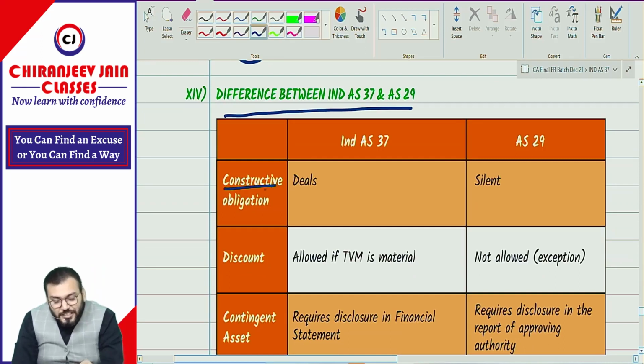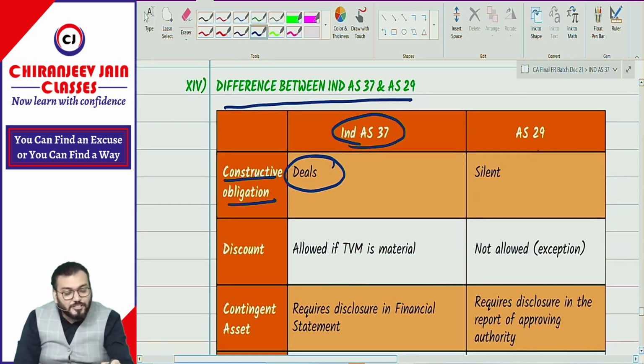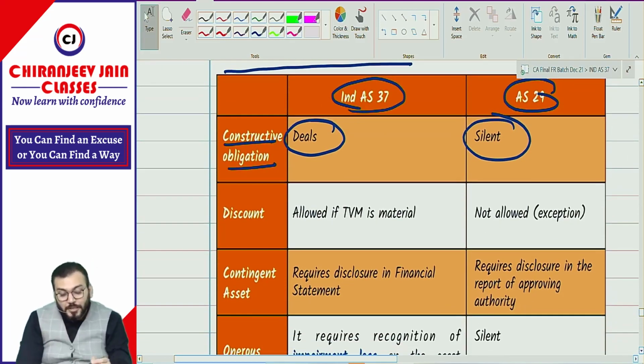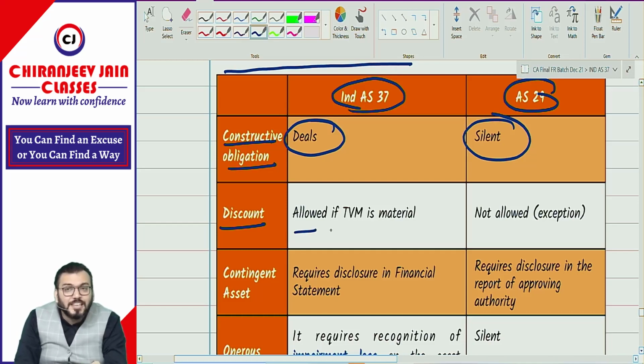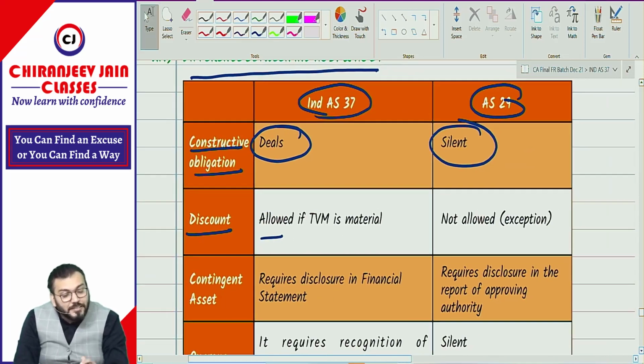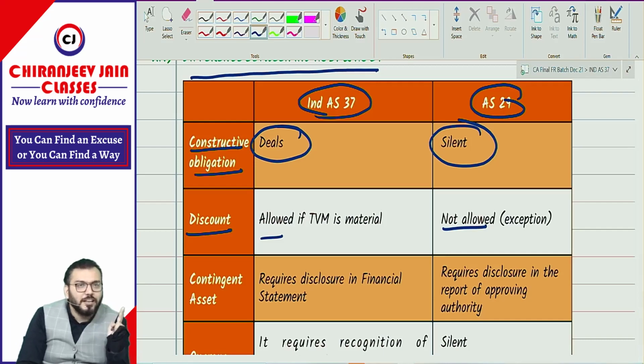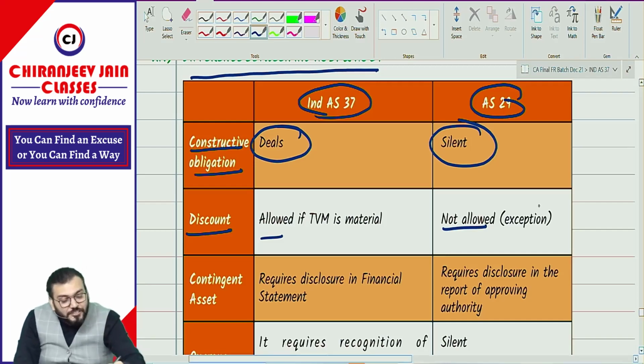First is constructive obligation. Ind AS 37 deals with constructive obligation, but AS 29 is silent regarding what? Constructive obligation. Understood? Then discounting is allowed if the time value of money is material. AS 29 does not allow it, but there is only one exception. Only in one case AS 29 says discounting is allowed. That exception is due to AS 10 revised.